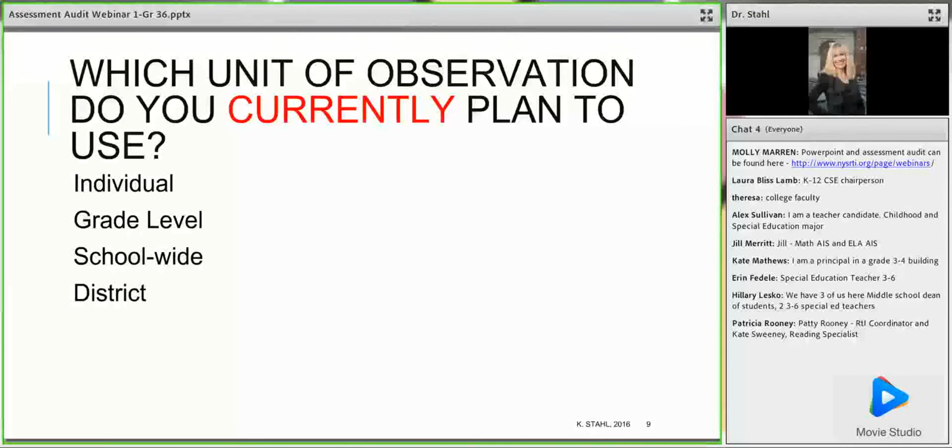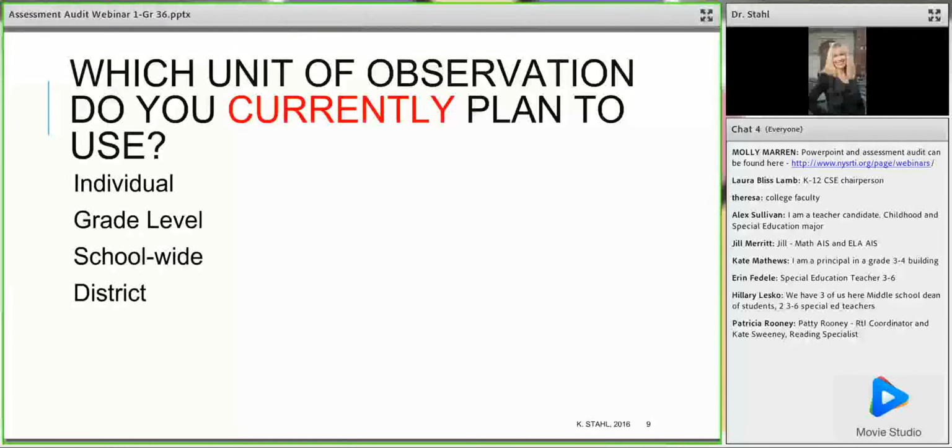And so you want to think about what unit of observation you currently plan to use. If you're an independent teacher attending this webinar, you may want to do it as an individual and just decide, I really want to take a look at the assessments I'm doing, and see if I can update them, let go of some old ones, or update with some newer ones, or streamline. How can I streamline to be updated for the Common Core?